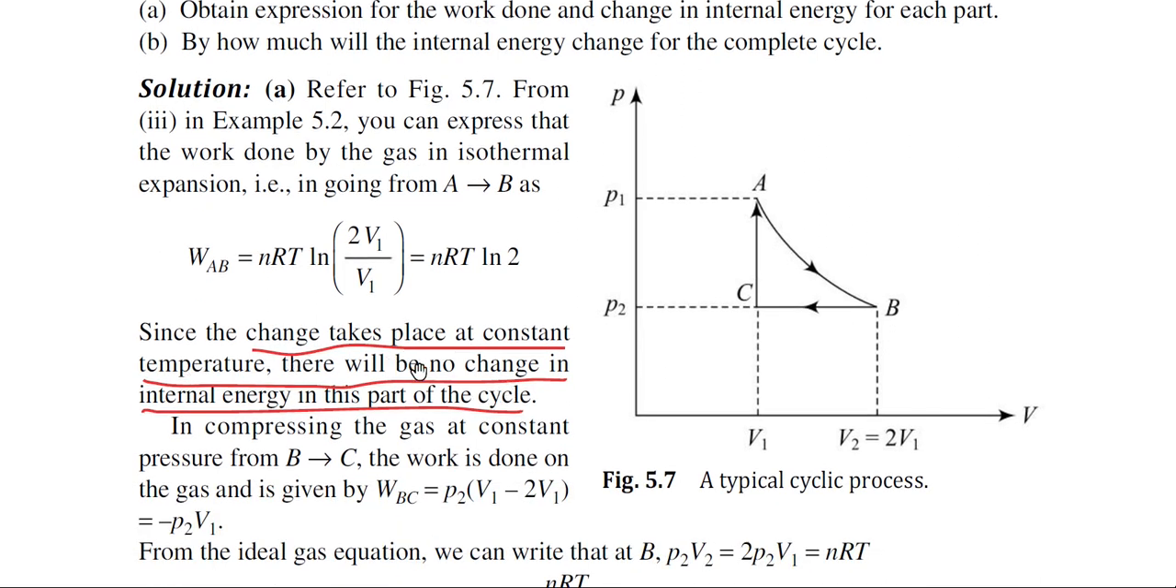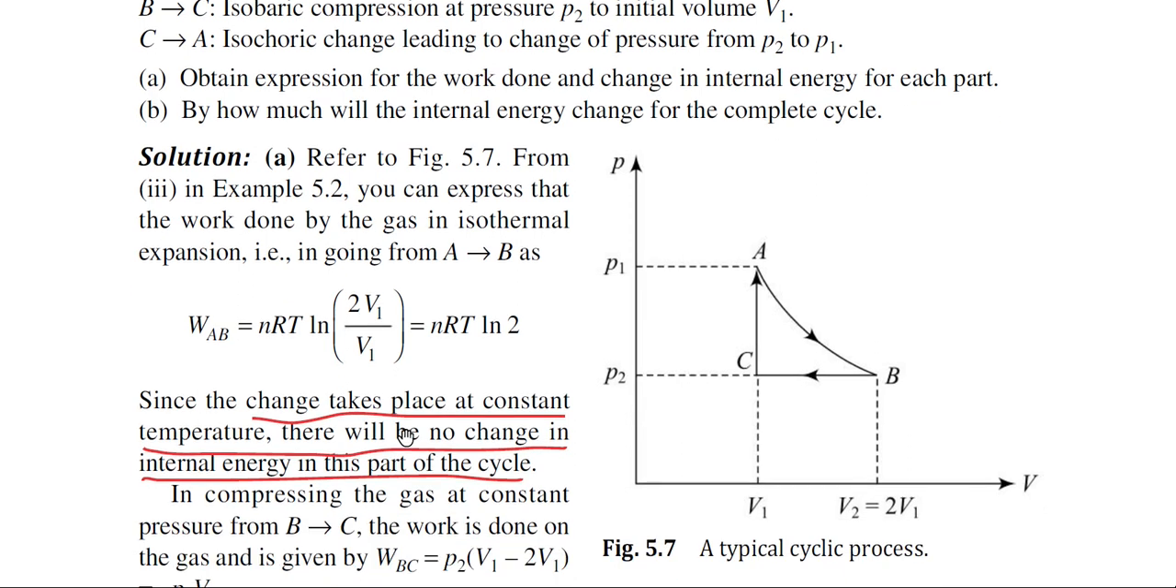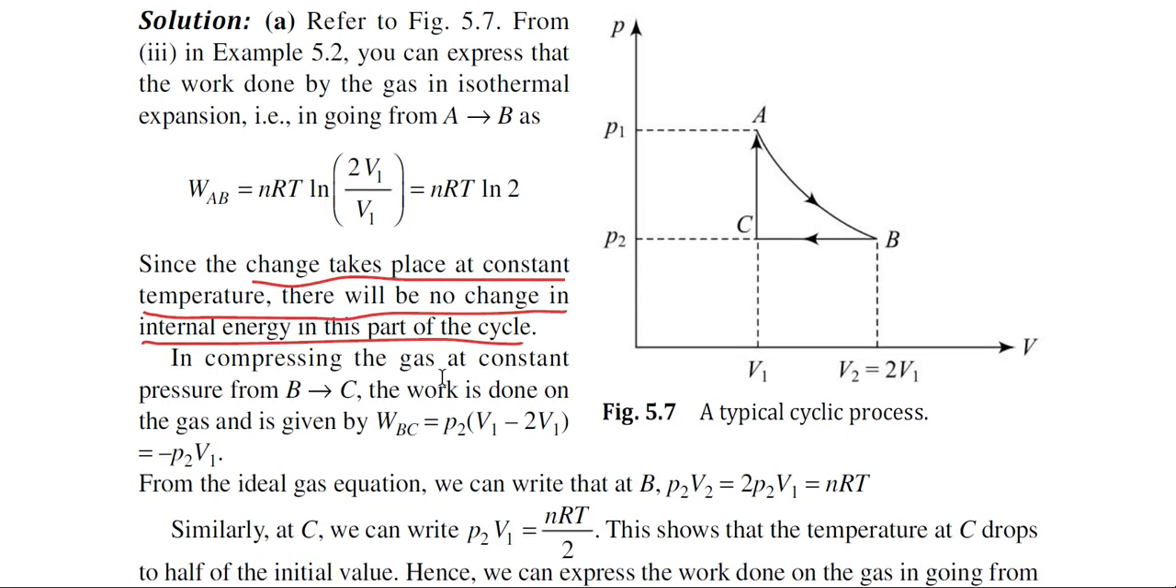Since the change takes place at constant temperature, because it is isothermal expansion, the temperature is constant. So that is why there will be no change in internal energy in this part of the cycle. Why will there be no change in internal energy? As the temperature is constant in this process. That is the reason.